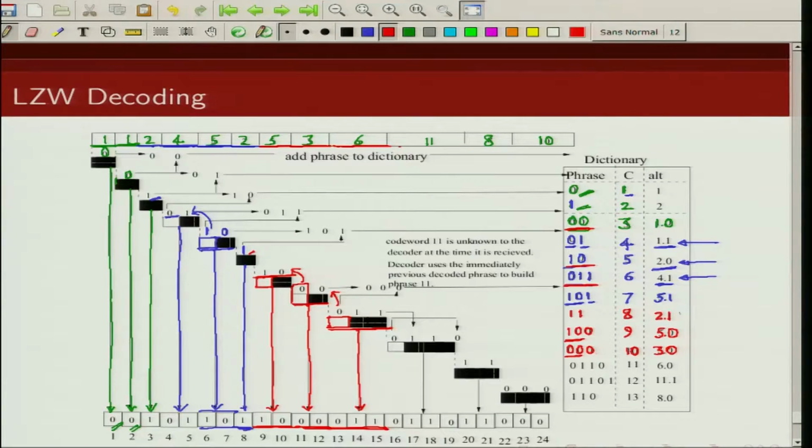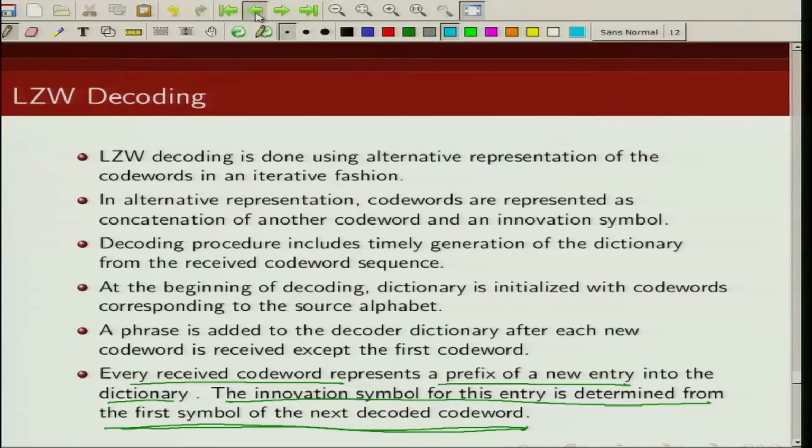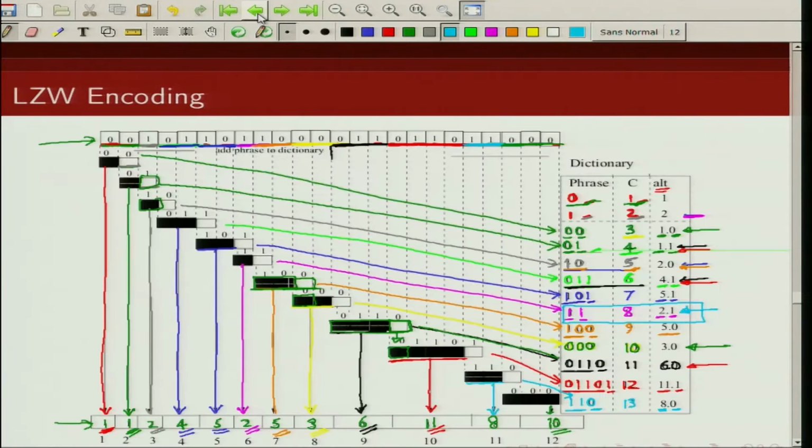Alright. Next, 11. Where is 11? I don't have 11 in my dictionary. What should I do now? My dictionary is only up to 10 now. So how do I decode 11? This situation happens if you go back to the encoding of the same sequence. This situation happens if we are going to use a string which has just been put in the dictionary.